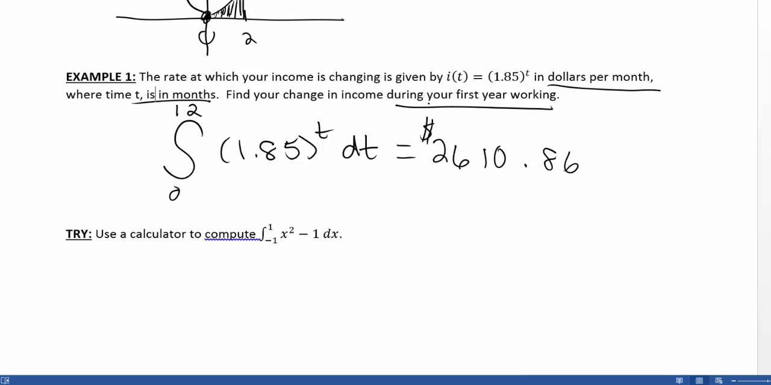Now, I want you to use your calculator to try to compute the integral from -1 to 1 of x squared minus 1. What happens when you plug that into your calculator? When I plug this in, I get -1.333 repeating. I'm going to round that to -1.33. Now we need to have the discussion about what this means: the fact that when we computed this integral, we got something negative. How does that fit into our picture of areas?